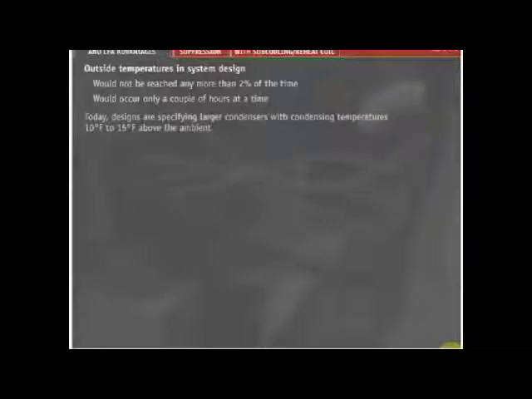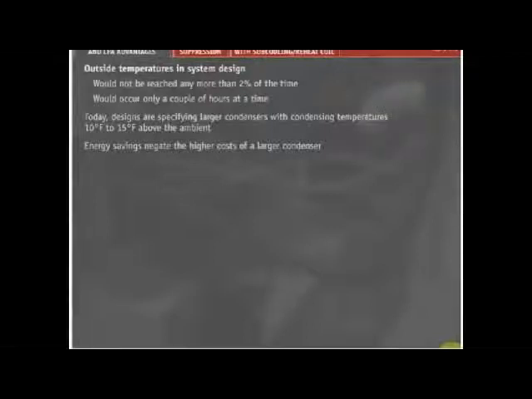Today, designs are specifying larger condensers with condensing temperatures 10 to 15 degrees Fahrenheit above the ambient. The significant energy savings from lower compression ratios and possibly increased subcooling of liquid negate the higher costs of a larger condenser.